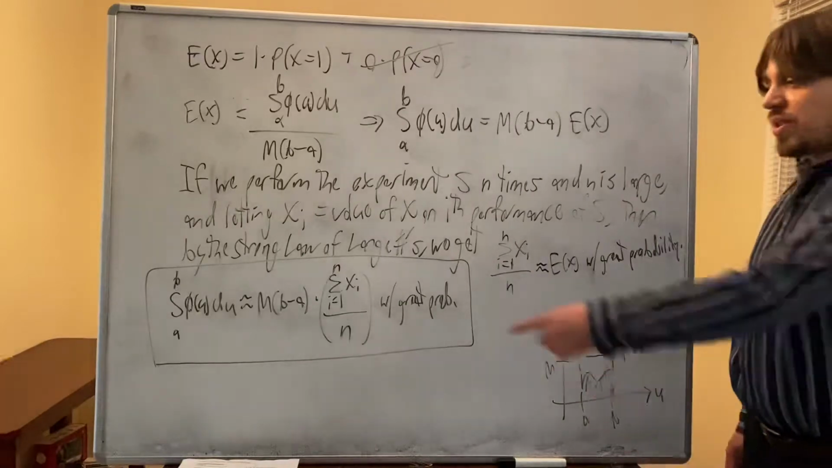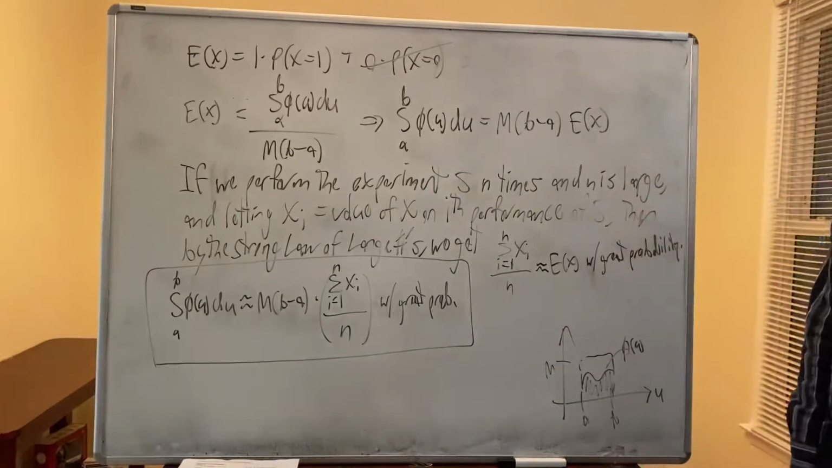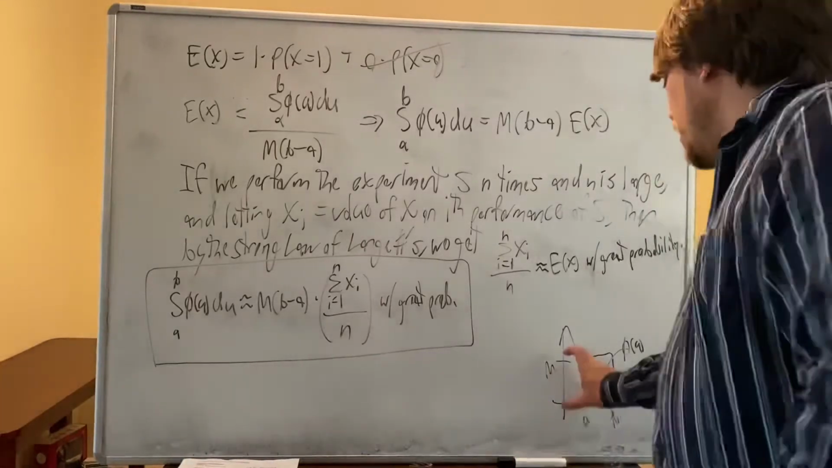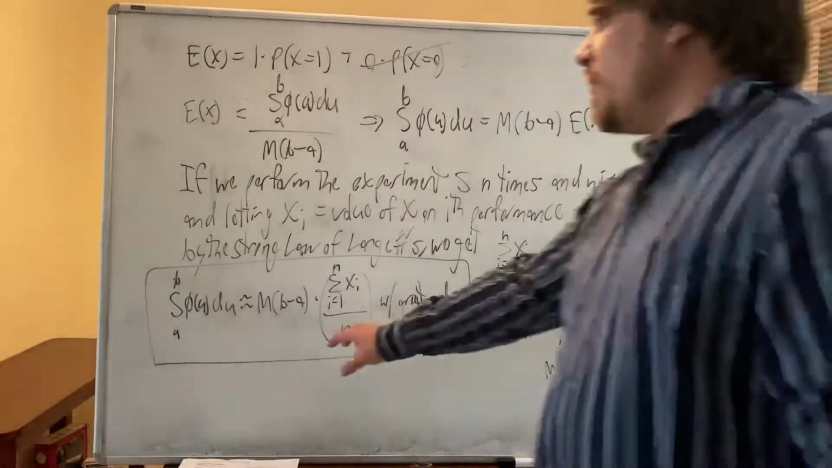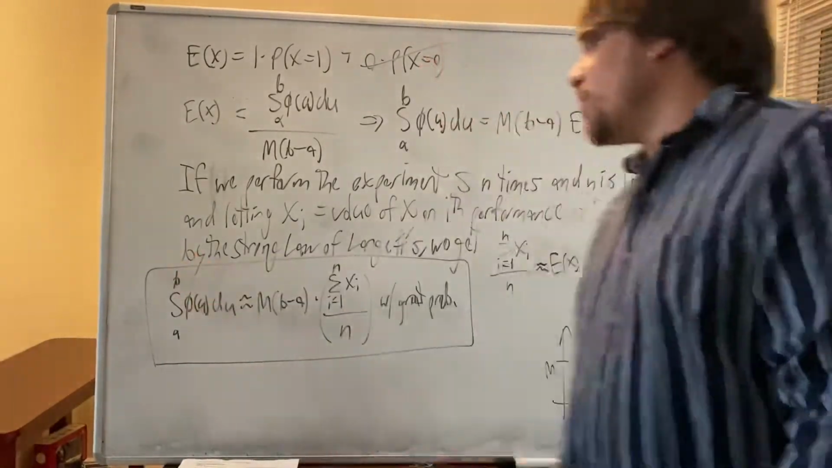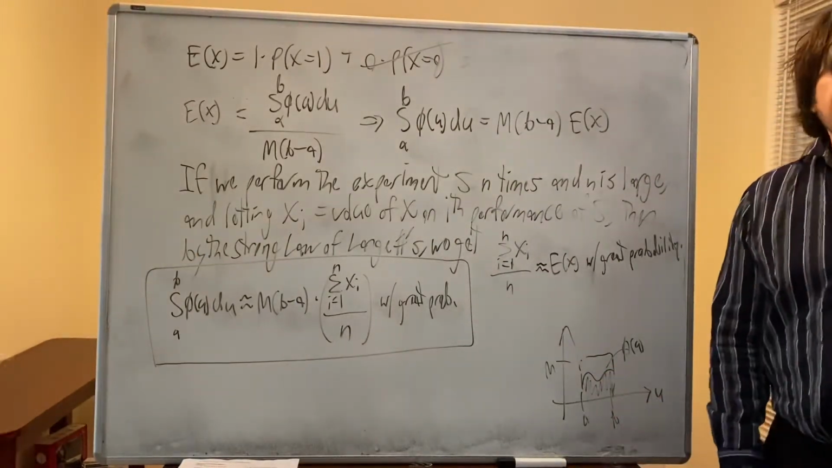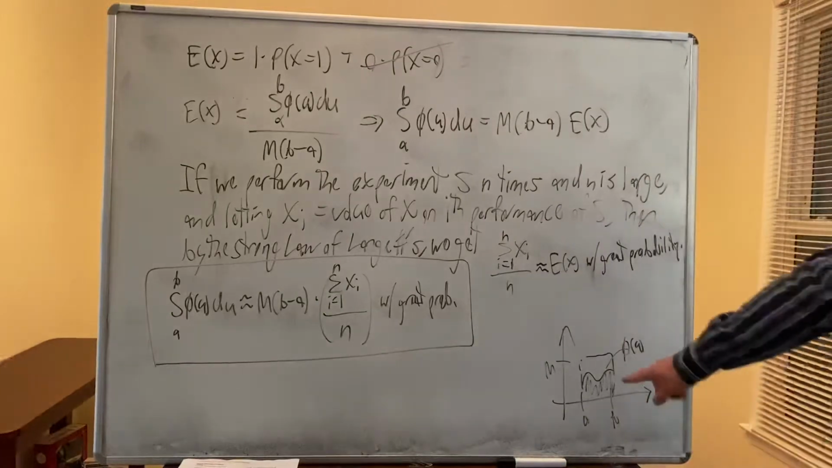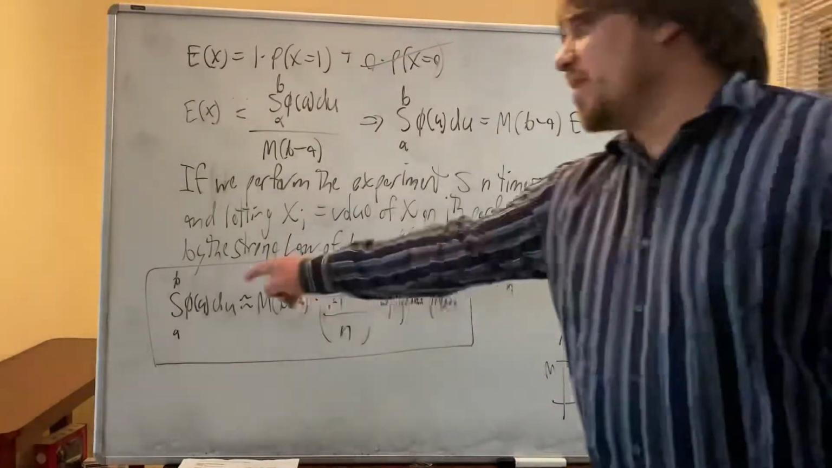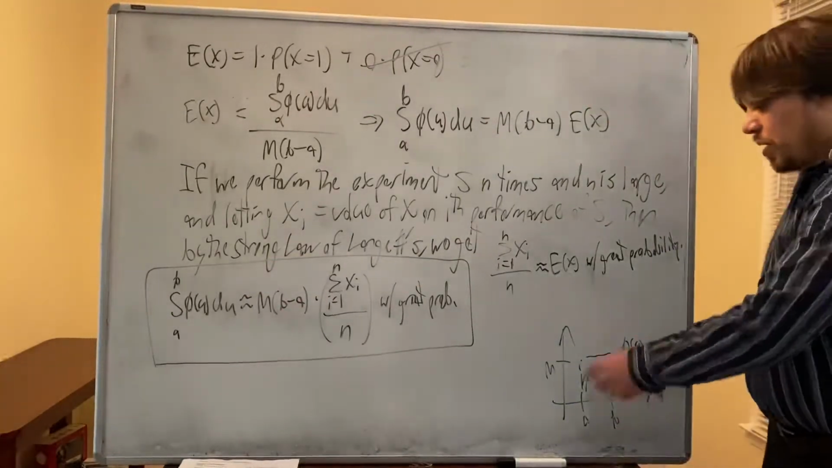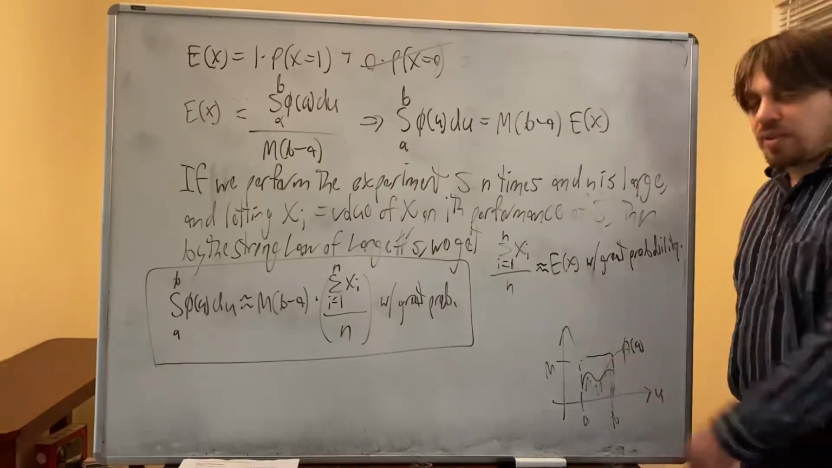Divide it by 1,000, the number of times you chose a point. So take the sum of those values divided by 1,000. Multiply it by capital M, which is the height, times b minus a. And you'll get a number that is very close, approximately, to the definite integral, the area under the curve. And so you can approximate the area under this curve, or the value of that definite integral, by randomly choosing points a high number of times in this rectangle.